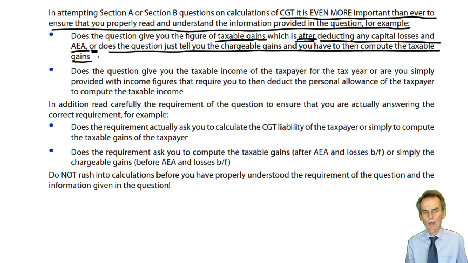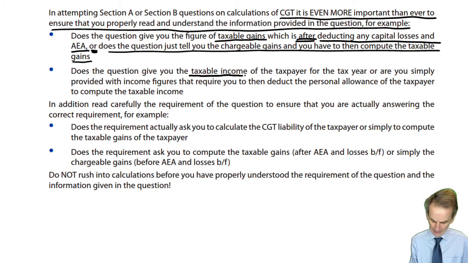Obviously, if you have capital losses brought forward as well, then those must at the very end be dealt with, if of course there's anything to deduct them from at that point in time. But what you may get is taxable gains, so that's the figure after AEA, or net gains, which is before any deduction of AEA. So it is also going back to Chapter 2 under your understanding and awareness of the structure of the income tax computation.